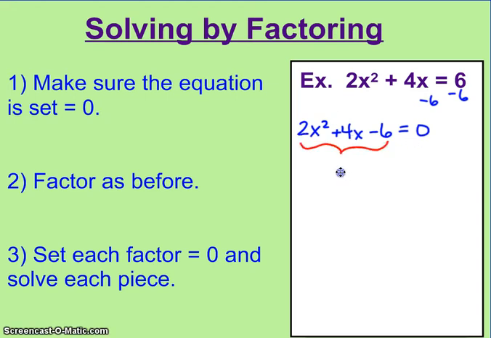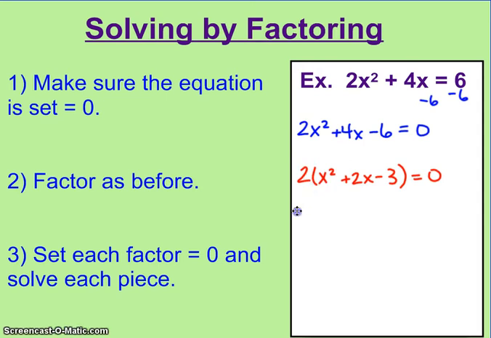First off, I notice that there is a greatest common factor. Remember that we always check for GCF before we do anything else when we're factoring. So I notice that 2 will go into 2x squared, 4x, and negative 6. So I'll have 2 and in parentheses x squared plus 2x minus 3. Don't forget your equals 0 here. We're going to bring this equals 0 with us down the entire way.